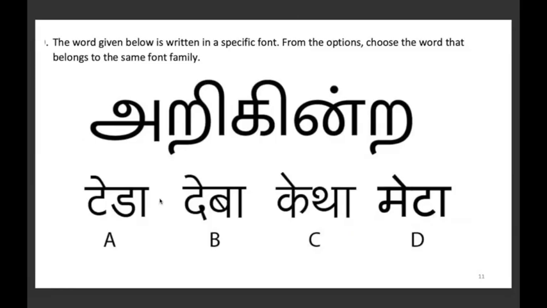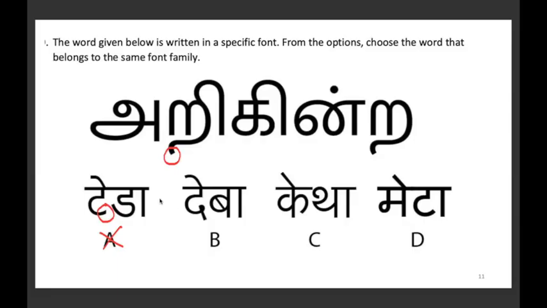The word given below is written in a specific font. From the options, choose the word that belongs to the same font family. Okay, when you look at the word and the letters given here, there's one error that we see in option A where it is not tangential, versus in the question figure, all the letter ends are tangent to the curve. A does not end tangentially to the curve, so A is wrong here.